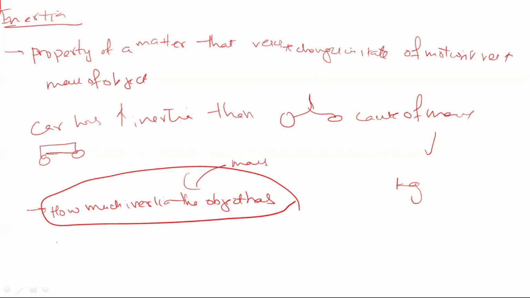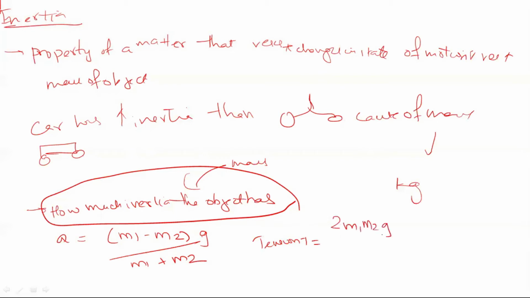So we can remember: acceleration a is equal to (m1 minus m2) times g divided by (m1 plus m2). Then the tension will be T equals 2 m1 m2 g divided by (m1 plus m2), where m is the mass, g is the gravitational acceleration and T is the tension.